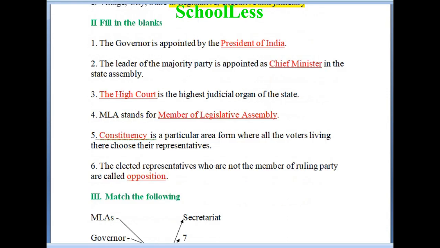5. Dash is a particular area from where all the voters living there choose their representatives. So it is called a constituency. Therefore, constituency is a particular area from where all the voters living there choose their representatives. 6. The elected representatives who are not the members of the ruling party are called dash. The elected representatives who are not the members of the ruling party are called opposition.